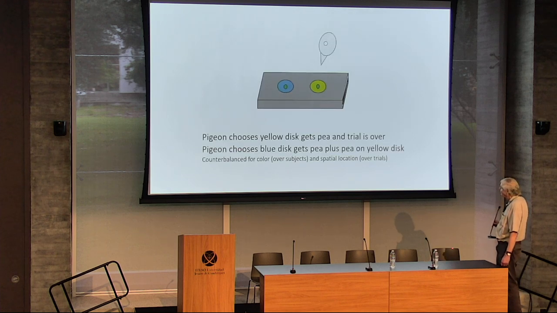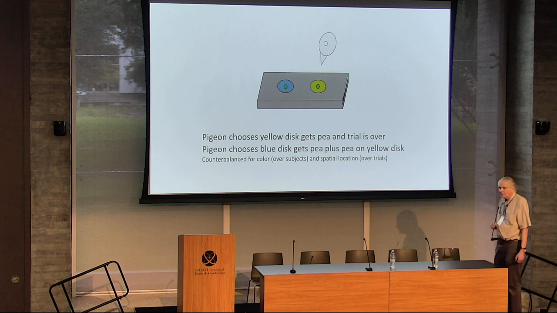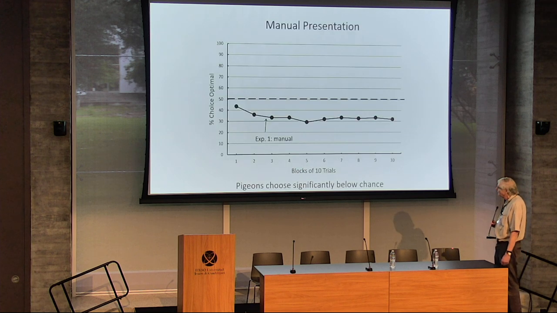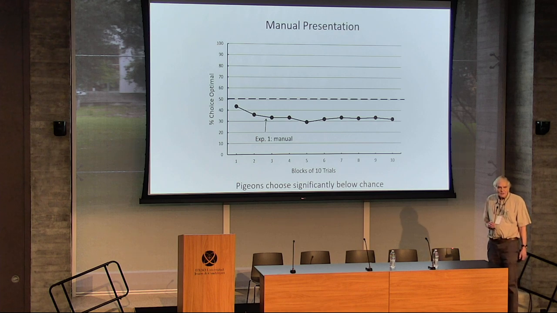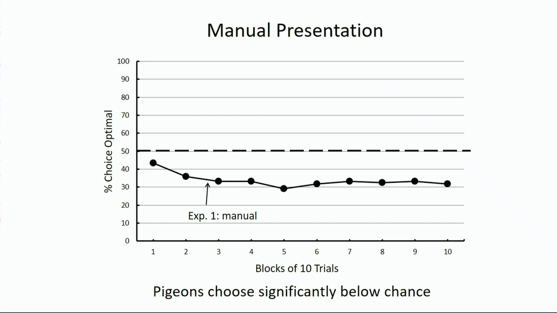So we have a choice block with two alternatives. We put a dried pea on each one. They like dried peas. If they choose the yellow disc, they get a pea and the trial is over. If they choose the blue disc, they get a pea plus a pea on the yellow disc. And it's counterbalanced for colors over subjects and spatial location over trials. And much to our surprise, the results were that the pigeons did worse than chance, which means they are choosing suboptimally. That's where the suboptimal choice comes from. They choose suboptimally under these conditions.